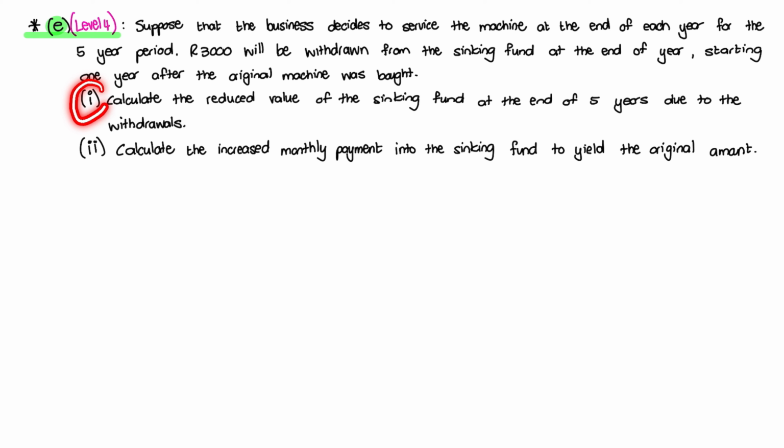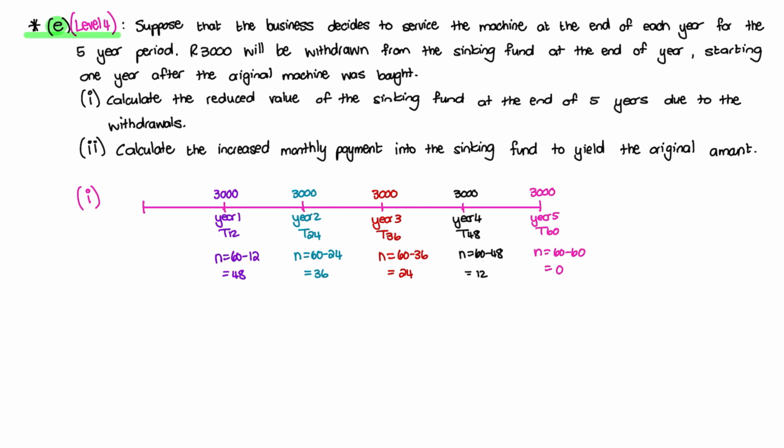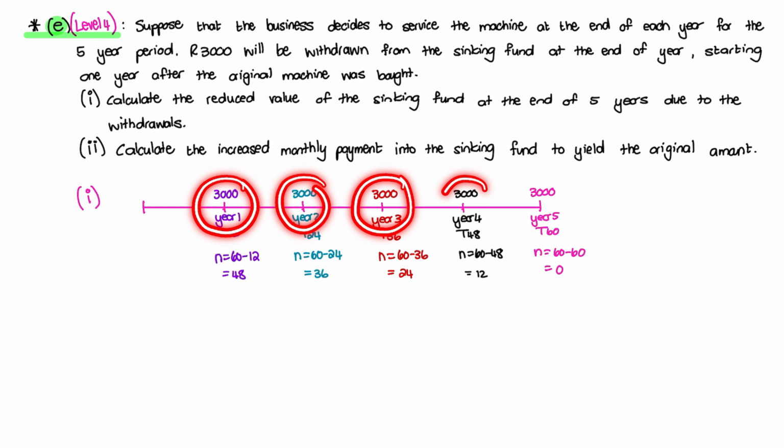The first question here says, calculate the reduced value of the sinking fund at the end of 5 years due to withdrawals. And the second question says, calculate the increased monthly payment into the sinking fund to yield the original amount. So this is what is happening. Here we have the sinking fund's timeline. And at the end of every year, we will withdraw 3,000 Rand from that account.